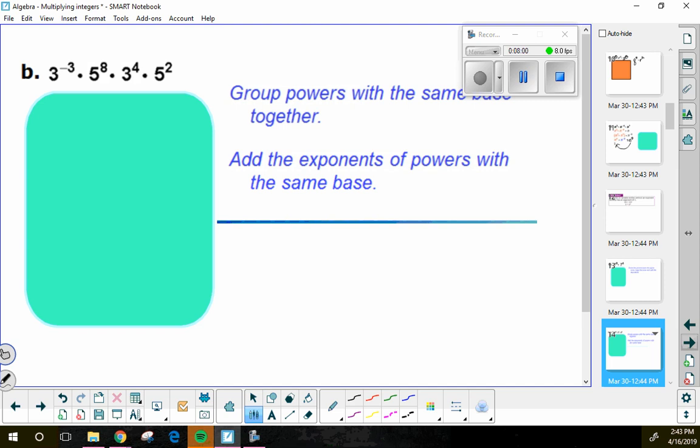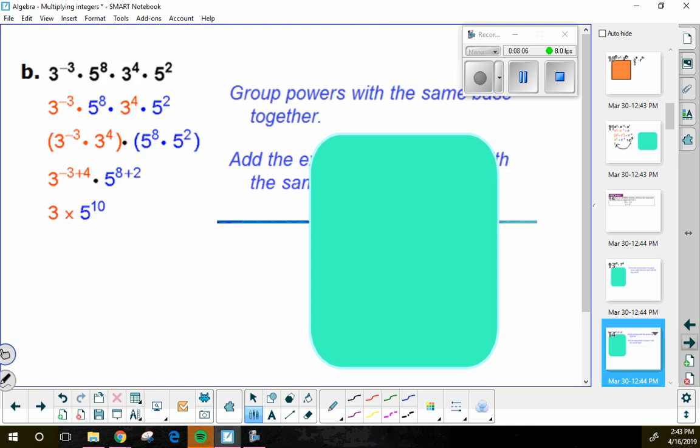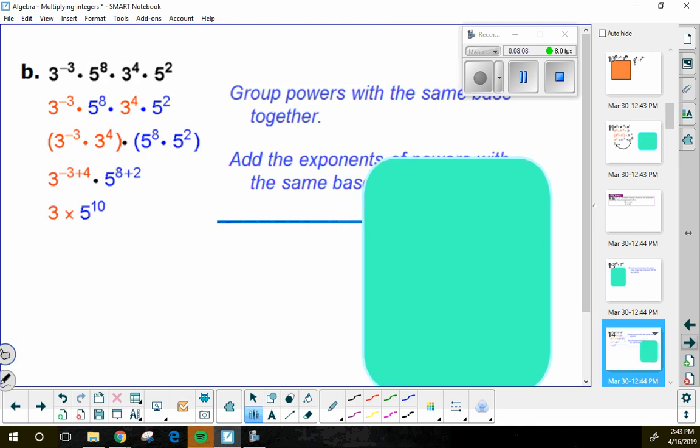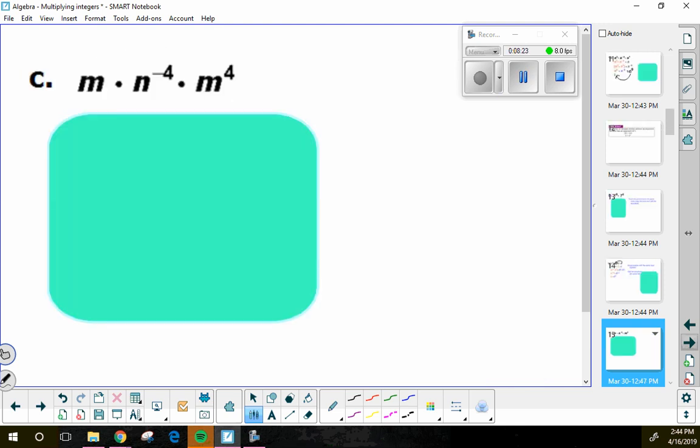All right, hold your boards up. Let me see what you have. And you're going to end up with 3 times 5 to the 10th. Because negative 3 and then this 4 is just a 1. And then the 8 plus the 2 is 10. All right?